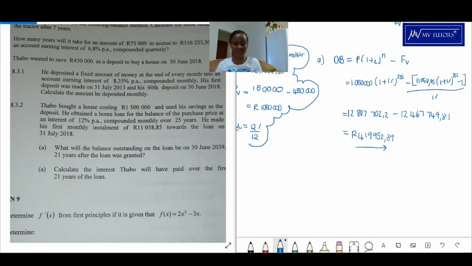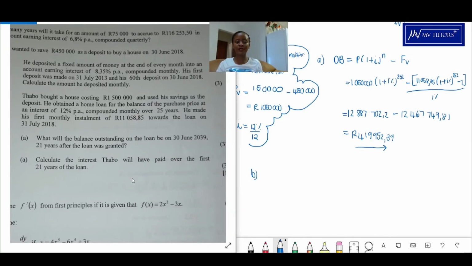And then, almost there, guys. B: calculate the interest Tabo will have paid over the first 21 years of the loan. So what is the interest amount? Basically, he has been paying the monthly payments. Let's first start with that before I even calculate the interest. What has he paid so far? He has paid 11,058.85 times 252. That's the amount he's been paying diligently.